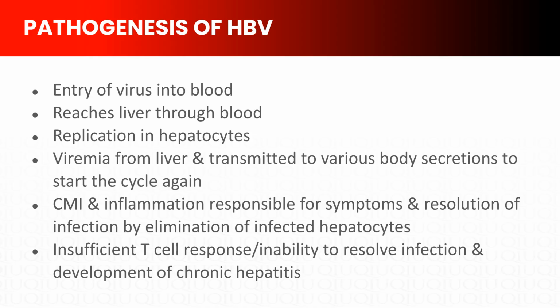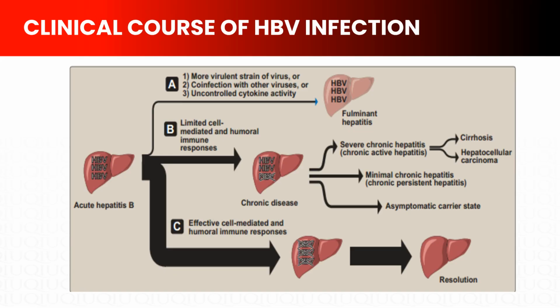So how does liver damage occur? It's cell-mediated immunity and inflammation. Cytotoxic T cells recognize and destroy infected hepatocytes to eliminate the virus. This immune response causes the symptoms and, if successful, resolves the infection. However, if the T cell response is insufficient or the immune system cannot completely clear the virus, chronic hepatitis develops. This is the key difference from hepatitis A, which never becomes chronic. This diagram shows the possible outcomes after HBV infection.